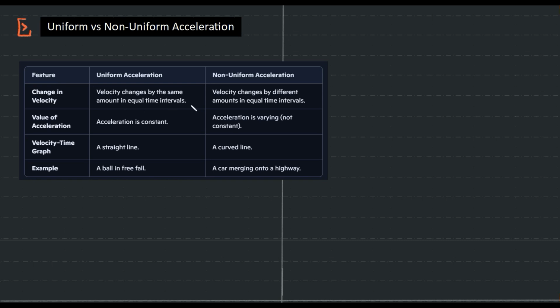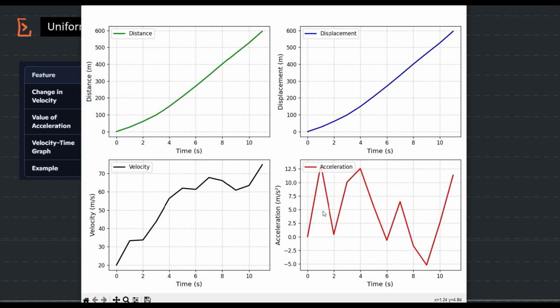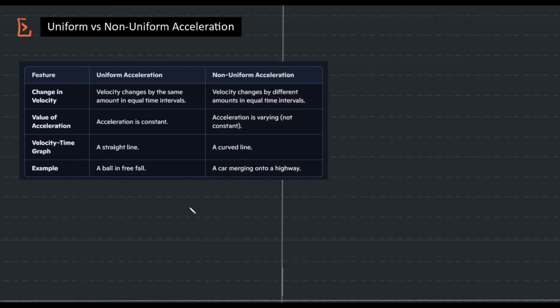So when it comes to change in velocity in uniform acceleration, velocity changes by the same amount in equal time intervals. It can be either increase, decrease, or even no change. Non-uniform acceleration deals with velocity changing by different amounts in equal intervals of time. Value of acceleration is fixed in uniform, here it will vary. In a velocity-time graph, we'll see a straight line. Here we need not see a curved line, but yes, some weird lines like this are also possible.